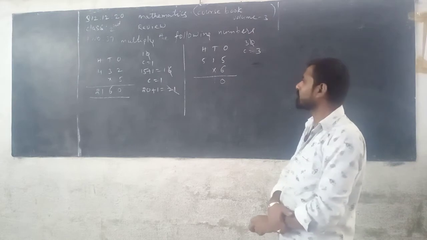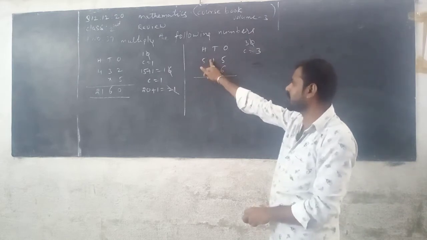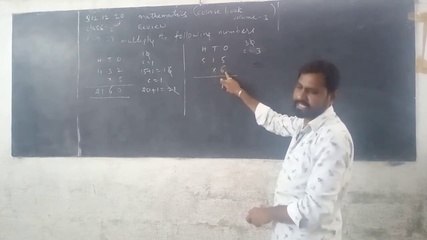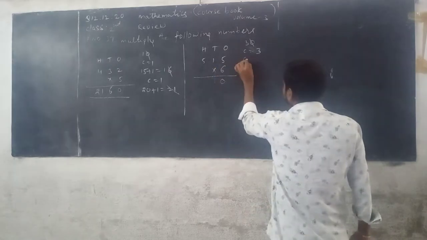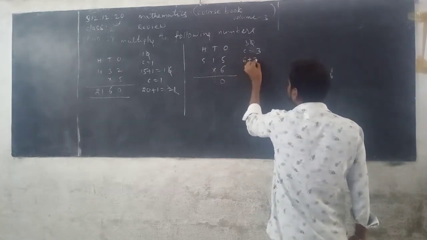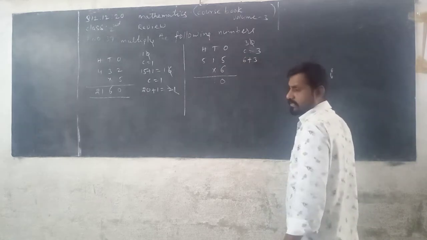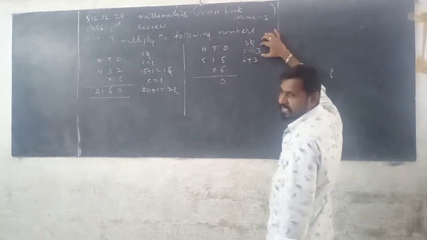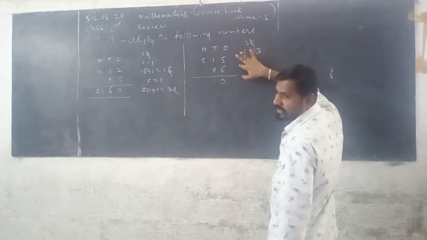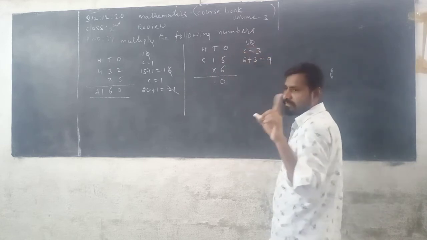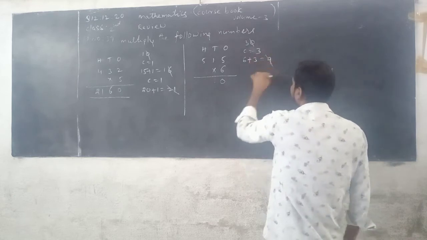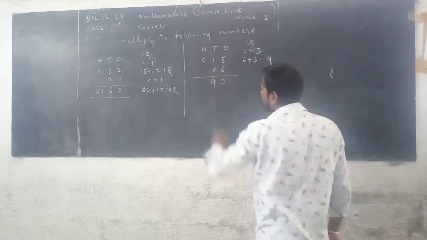Next we multiply the digits in tens place. That is 1. 1 is multiplied by 6. So 6 ones are 6. 3 is added to 6. The remaining carrying here is 3. 3 is added to 6. 6 plus 3 you get 9. 9 is a 1-digit number. There is no carrying. Then you can write 9 where? Tens column of the product.